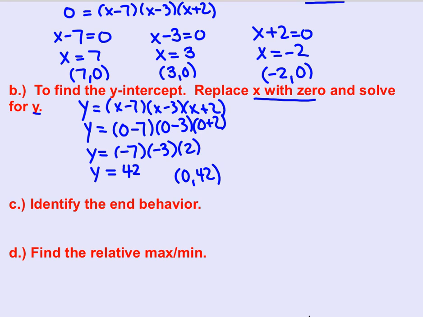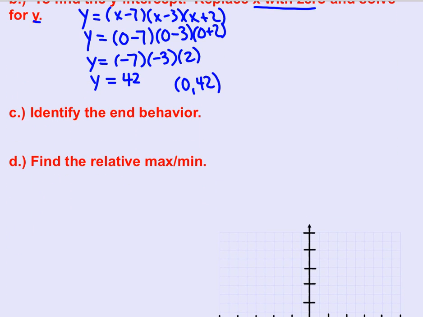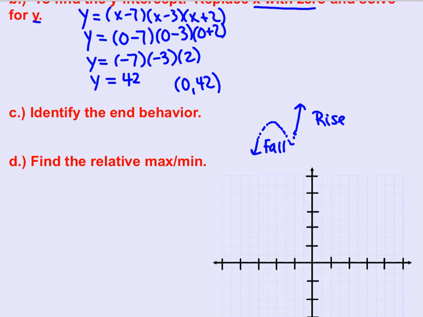All right, identify the end behavior. So we talked earlier that this is a cubic function. It's a snake. The leading coefficient is positive. So that's going to tell us it's going to look something like this. It's going to rise on the right, and it's going to fall on the left. And then something's going to happen in between here. It's going to kind of go like this and then come back down. So that is your end behavior for your snake. All right. So what I'm going to do is I'm going to go ahead and graph some of these ordered pairs first and then find the additional points of the relative maximum and minimum.